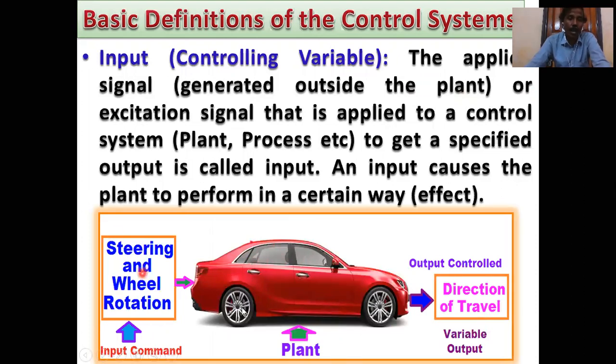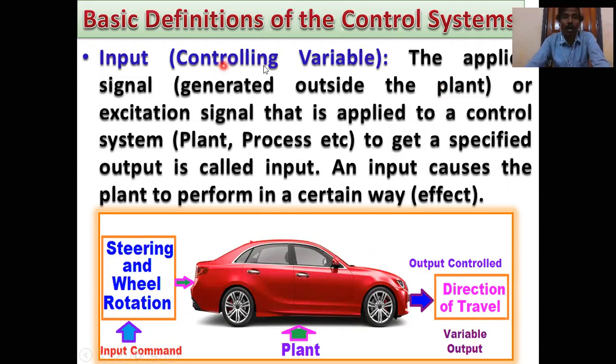This side is the input, and this is the plant or process. The input command, what is the input command? Input command: steering wheel rotation. And the plant, this is the car movement. And the output control is the direction of travel. And this is the variable output. This is a very important word, variable output.